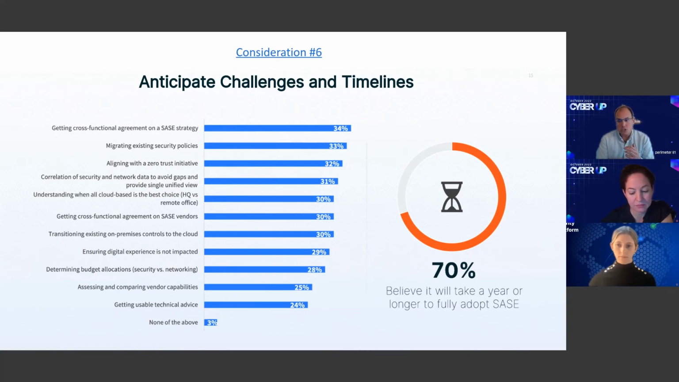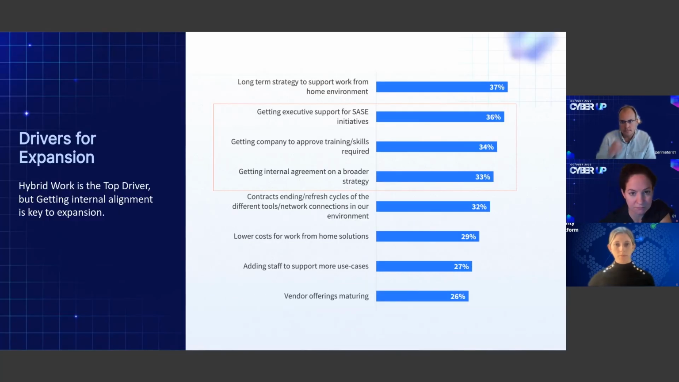And the reality is that most do understand that this is going to take a while to get to its logical conclusions. 70% believe it'll take a year or longer to fully adopt SASE. I think that even that's optimistic. If we're talking about fully adopting SASE, for most organizations, it would probably take closer to two, if not more years. But understanding that it is going to be an iterative approach in some regards is good to know up front. And so, that's what's holding back organizations from expanding.